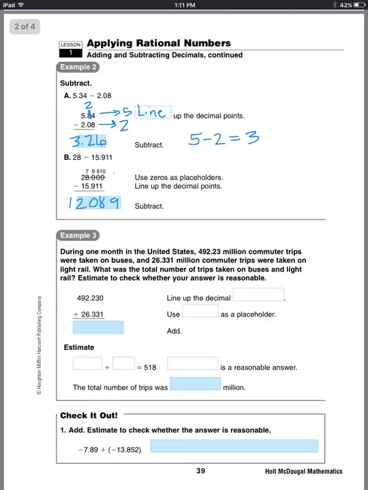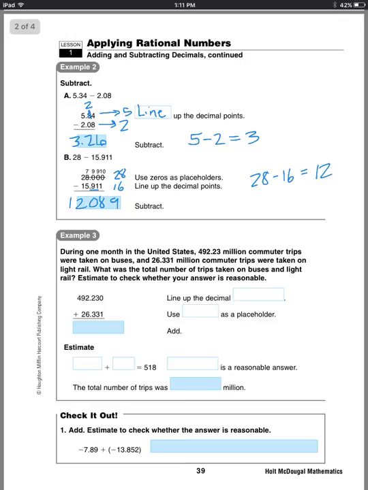So 28 rounds to 28 because it's a whole number, and 15.9 rounds to 16 because that 9 raises the 15 to a 16, and 28 minus 16 is 12, so 12.089 is a reasonable answer. During 1 month in the United States, 492.23 million commuter trips were taken on buses, and 26.331 million commuter trips were taken on light rail. That's like a train. What was the total number of trips taken on buses and the light rail? Estimate to check whether your answer is reasonable.